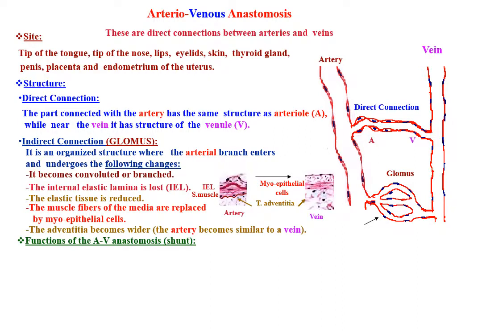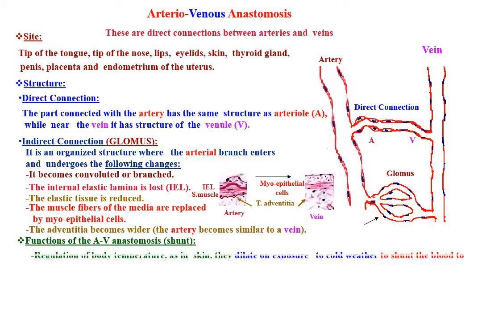Functions of the arteriovenous anastomosis: regulation of the body temperature, as in the skin, where they dilate on exposure to cold. Regulation of venous return and the blood flow in the organs. Regulation of digestion, absorption, and secretion in the digestive system.